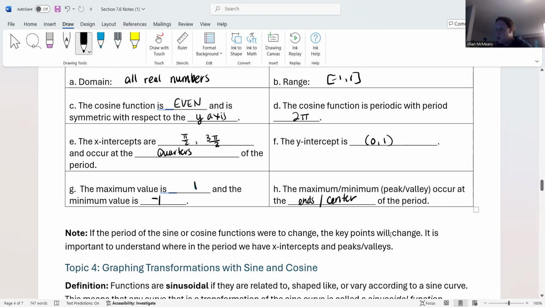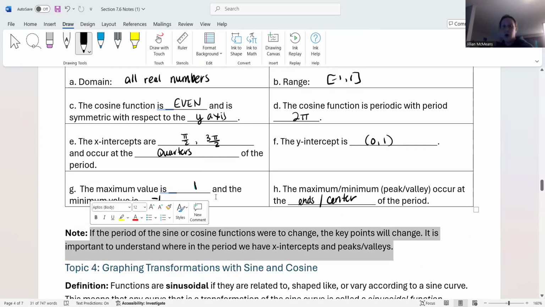So one last note here, and this is going to be important in the rest of this worksheet. If the period of sine or cosine functions were to change, so if we extend or shrink our period, which for sure happens, you'll see that in just a bit, the key points are going to change. So the actual value of the key point is going to change, but where the key point occurs doesn't change. So it's really important to understand that for sine, the x-intercepts occur at the ends and center, and the peaks and valleys occur at the quarters.